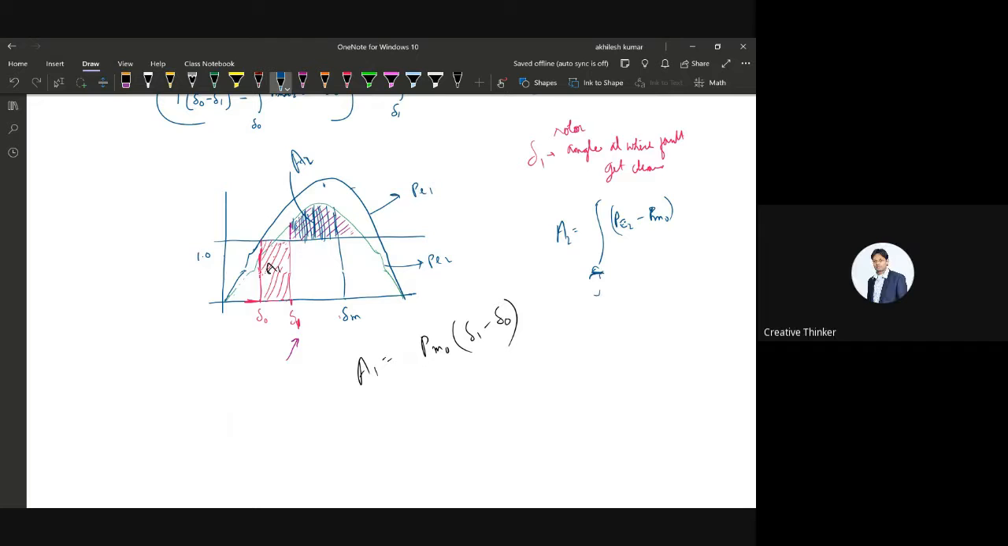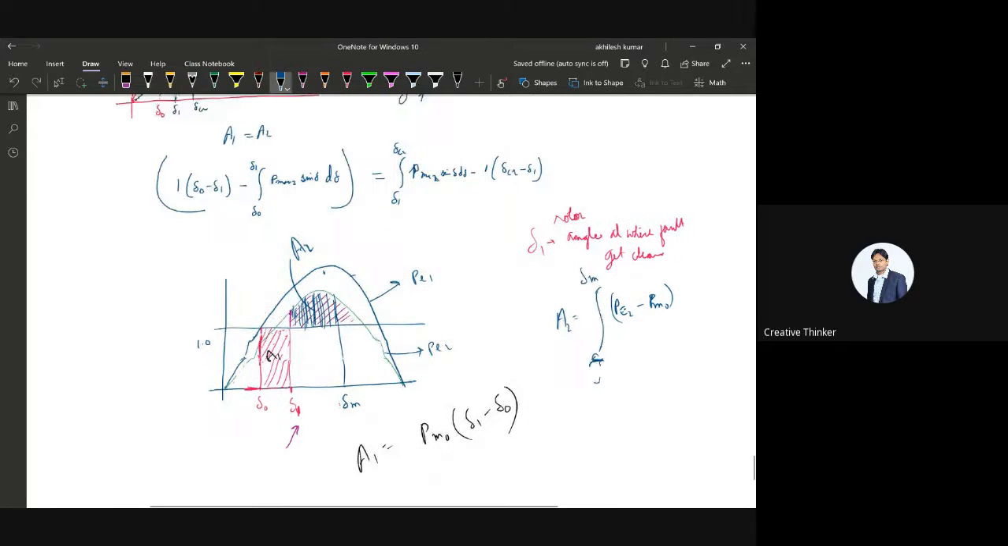It's basic calculus, actually. It's calculus, area under the curve. Understood, sir.